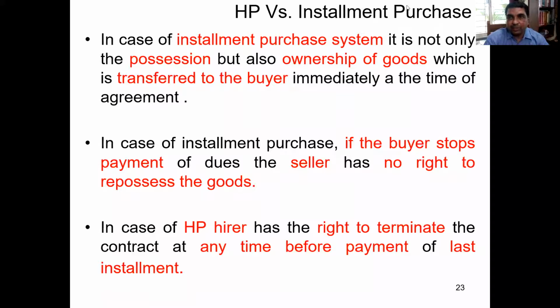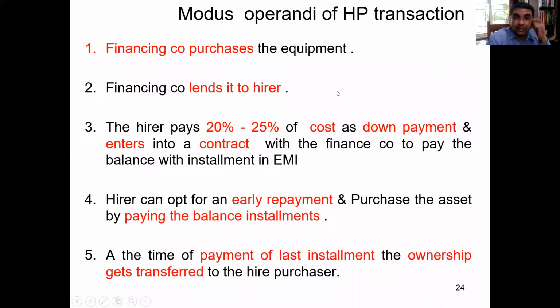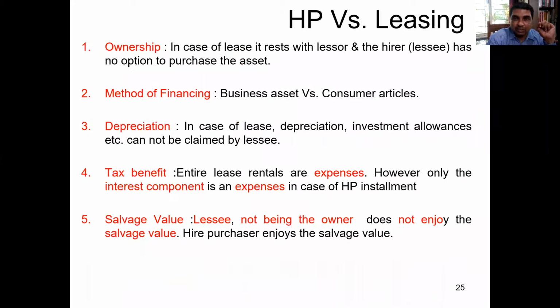The basic difference between hire purchase and installment purchase is that in case of installment purchase, if the buyer stops payment, the seller has no right to repurchase the goods. In case of hire purchase, the hirer has the right to terminate the contract at any time before payment of the last installment. In installment purchase, ownership passes immediately. In hire purchase, ownership passes when the last installment is paid. This is the difference between hire purchase and installment purchase.